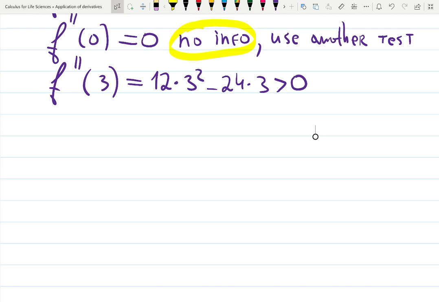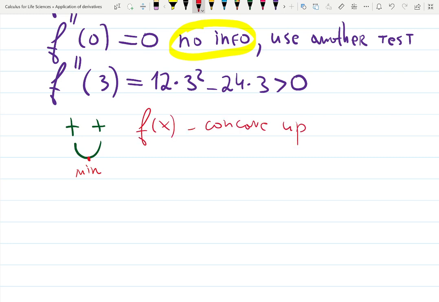But if you don't remember, then you remember my funny sketch. Positive second derivative, original function is concave up, and a tongue is minimum. So this small diagram kind of reminds you how to figure it out. So f of x is concave up on this interval, and I will show you later which one. And then f at 3 has a local minimum. So that's what the second derivative test is for.